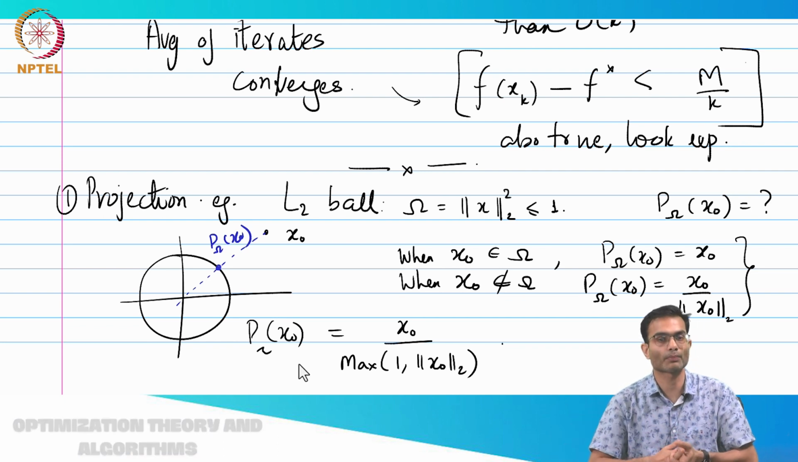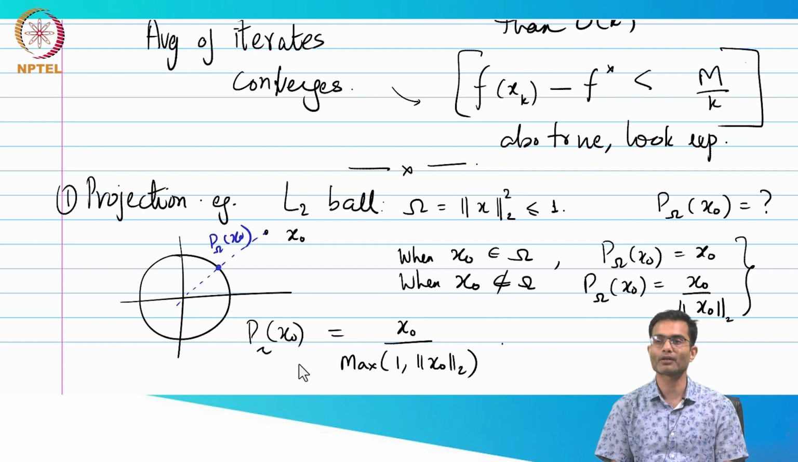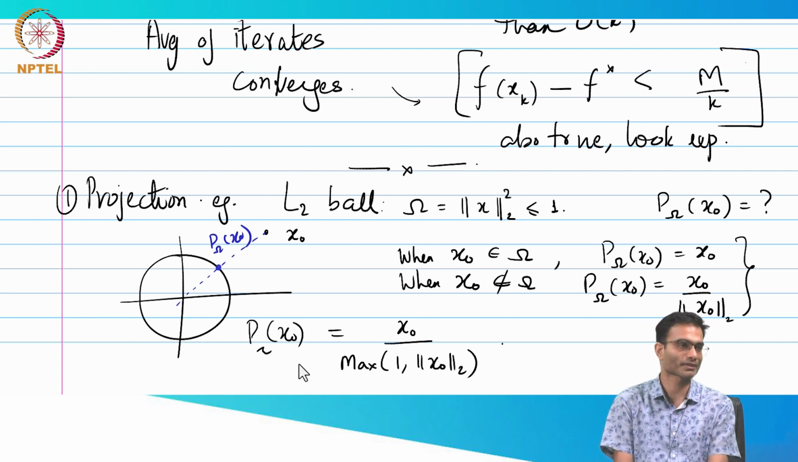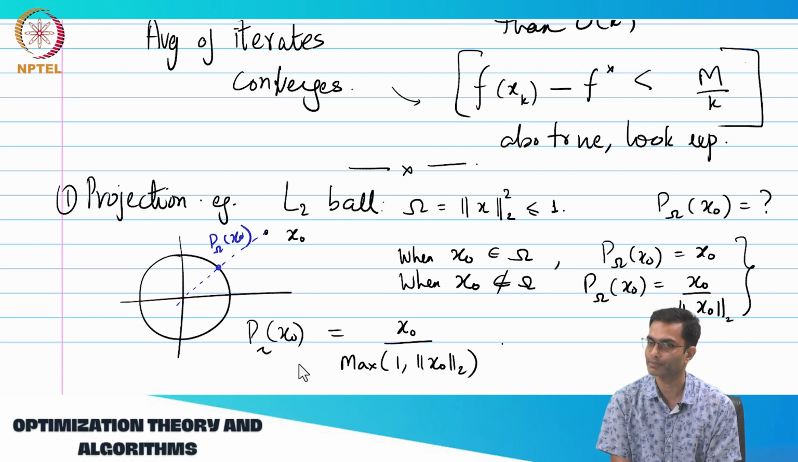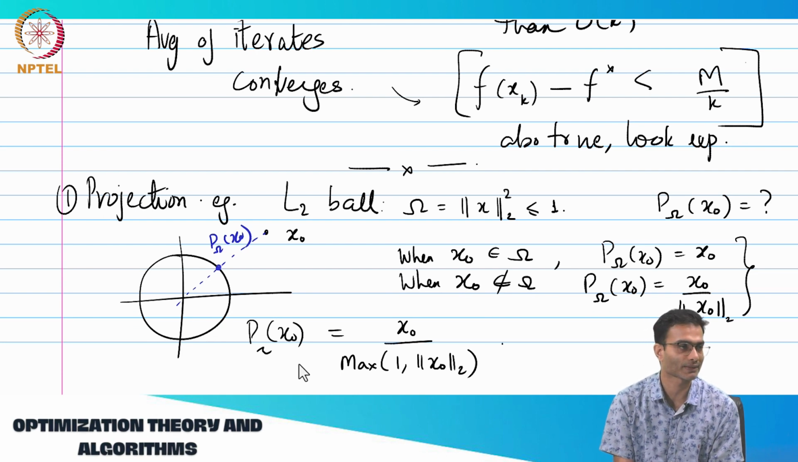of a projection operation. This was so simple that we did not have to actually solve any optimization problem, and this is a very useful object in itself. You'll come across this in many examples.